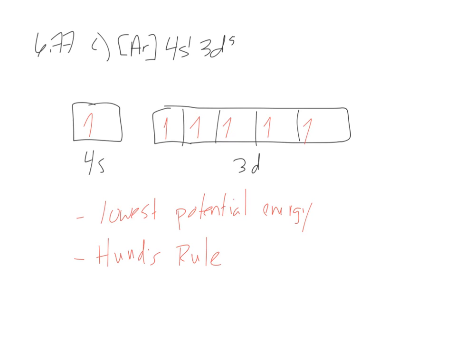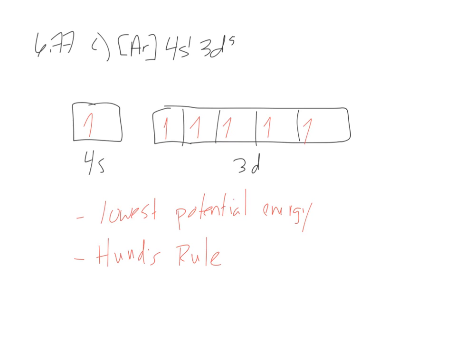And then Hund's rule says you have to have one in each orbital with the same spin until you can have two in any orbital. And so that's why there's one in each of the d orbitals and why they all have the same spin. Again, that's a low potential energy arrangement. That minimizes repulsion and maximizes attraction.